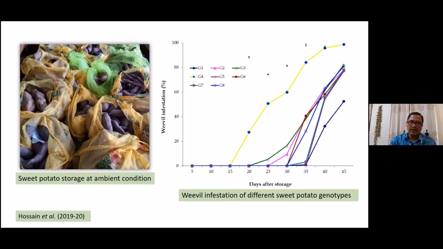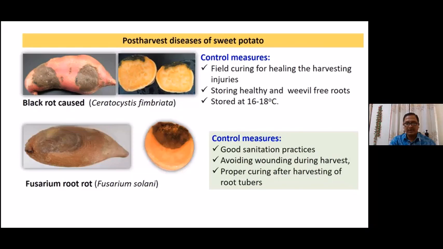Another disease is bacterial black rot in the storage. I mean, this is caused in storage basically. This is a fungal disease, and that can be controlled by field curing. It's important because during harvesting, if some splitting or cracking or bruising is there, then this organism can enter into the tuber very easily. So field curing for healing the injuries is important. We should follow field curing.